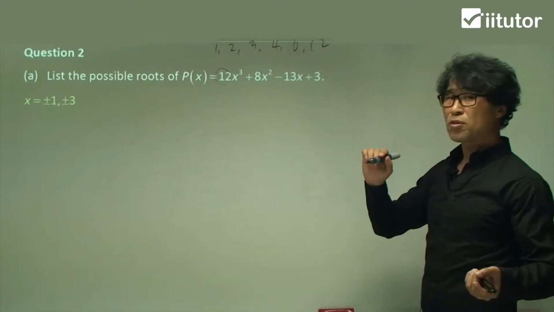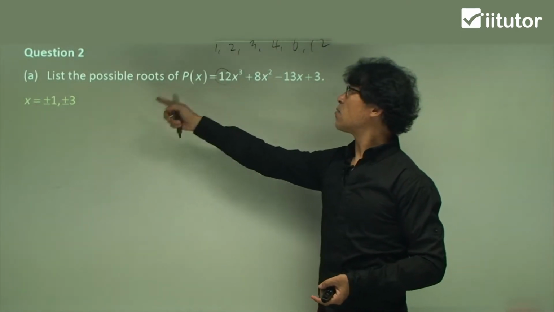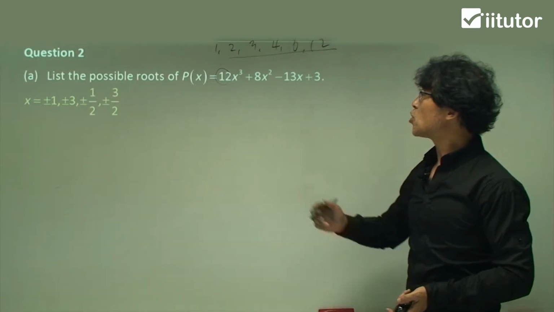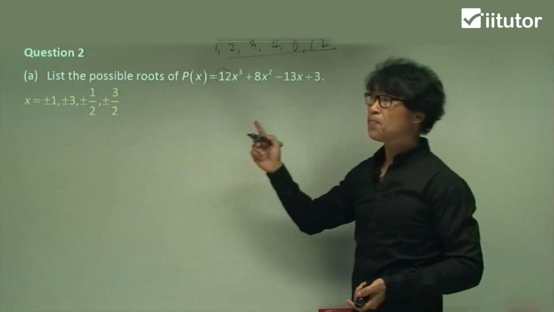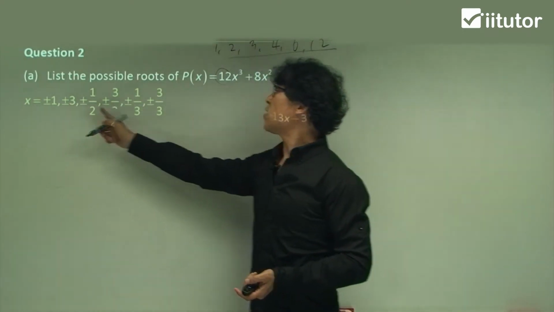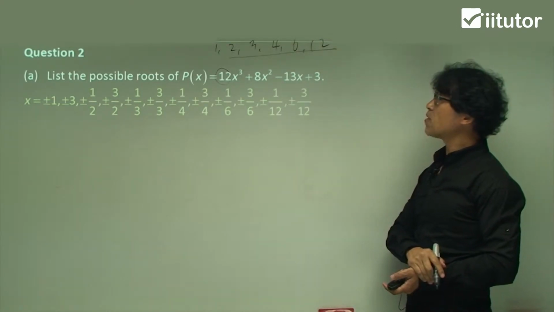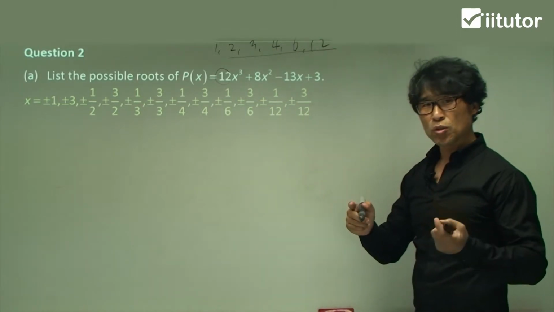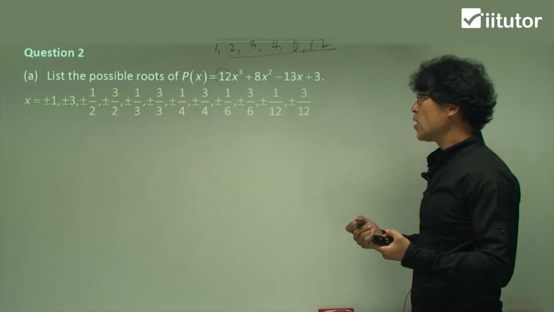Okay, so what you have to do now, well, one is there. You're going to divide those numbers by these numbers, just one at a time. So I'm going to divide everything by 2, divide by 2, divide by 2. And then the next step is to divide by 3, divide by 3. The next step is to divide by 4, divide by 6, and divide by 12, etc. So they are all possible roots. They're all candidates that can be the real possible root.